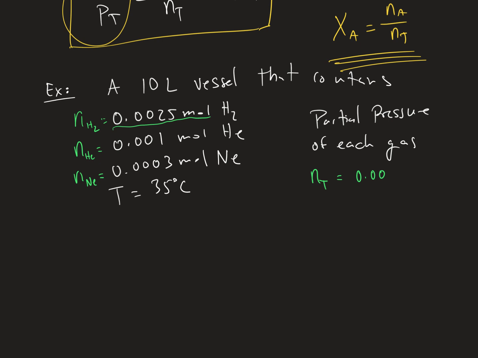I think you added the numbers wrong. Oh, did I? 0.0003. Yeah. Yep. 0.038. There we go. This is why you use a calculator.